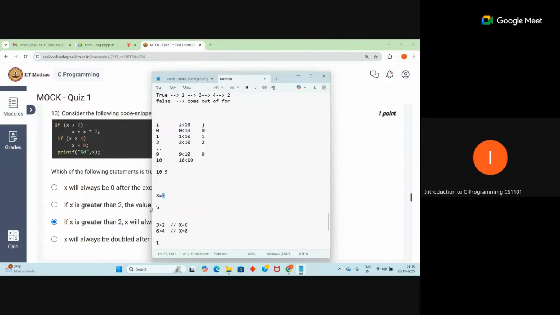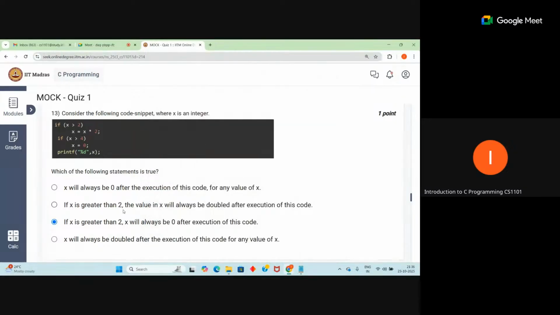So let us check this case also. If you take an x value of 5, 5 greater than 2 is true. So x will become 5 into 2, which is 10. And 10 greater than 4 is true. So x will be 0 also. So if x value is greater than 2, whatever might be the value of x, the x will be 0.